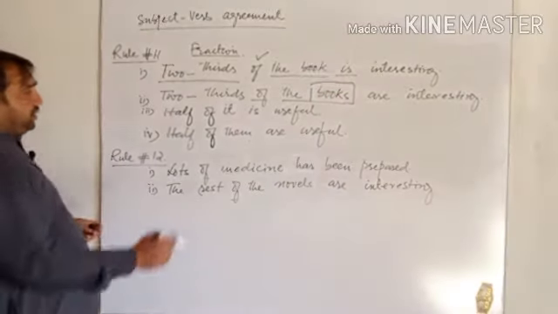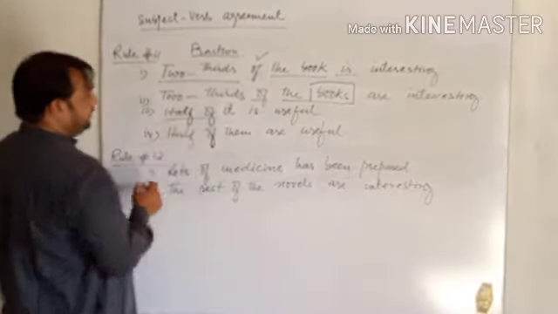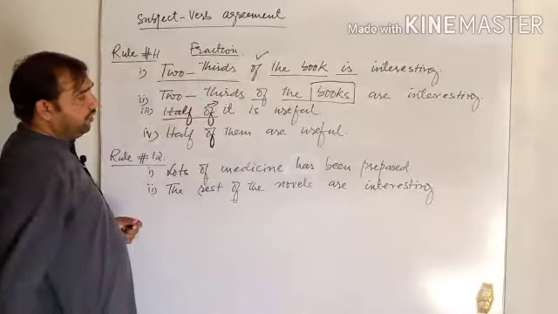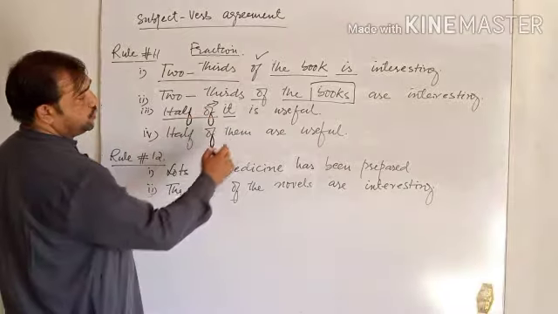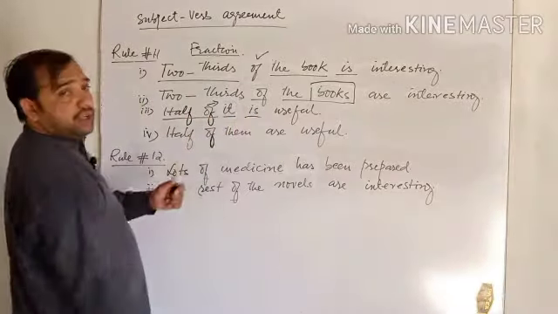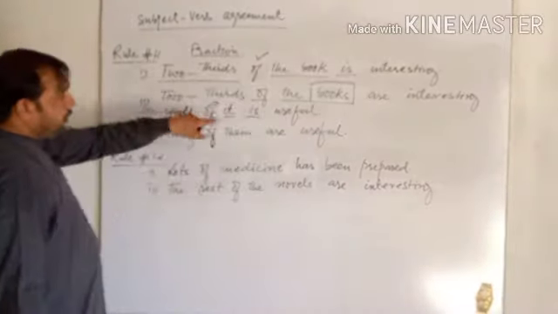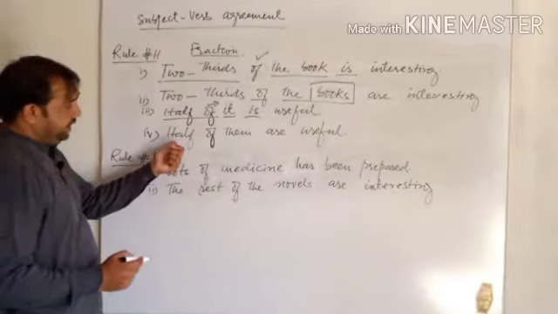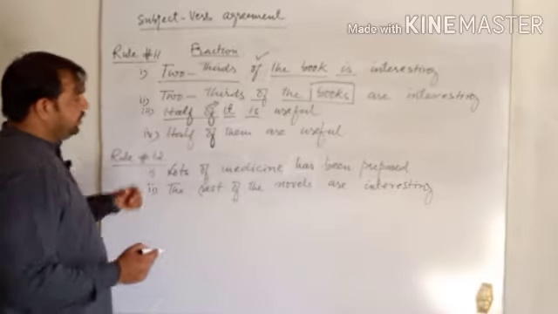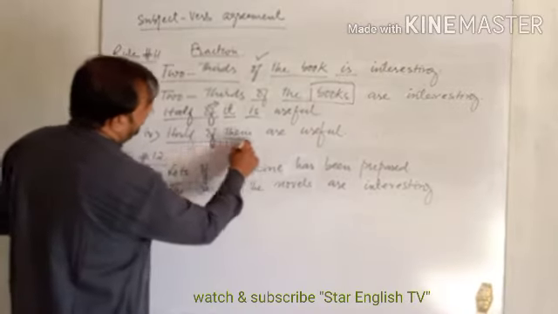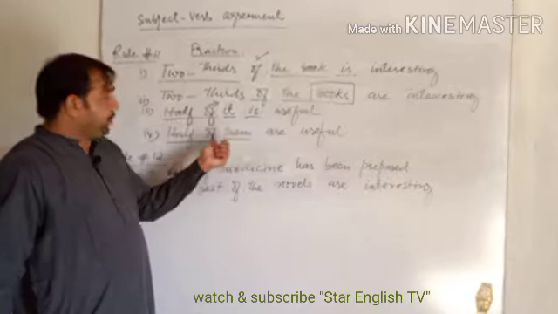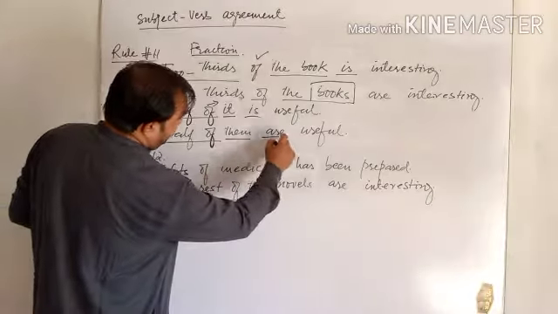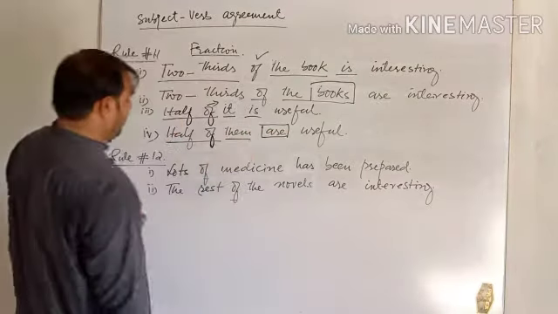In the third sentence, which also starts with a fraction, after the preposition of we have a singular word, so we need a singular verb. The fourth sentence starts with the same fraction, but here we notice that after a preposition we have a plural word. So here we need a plural verb, are.